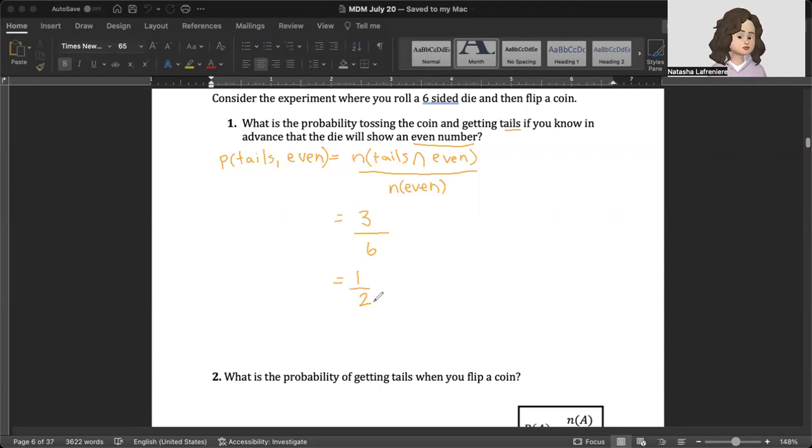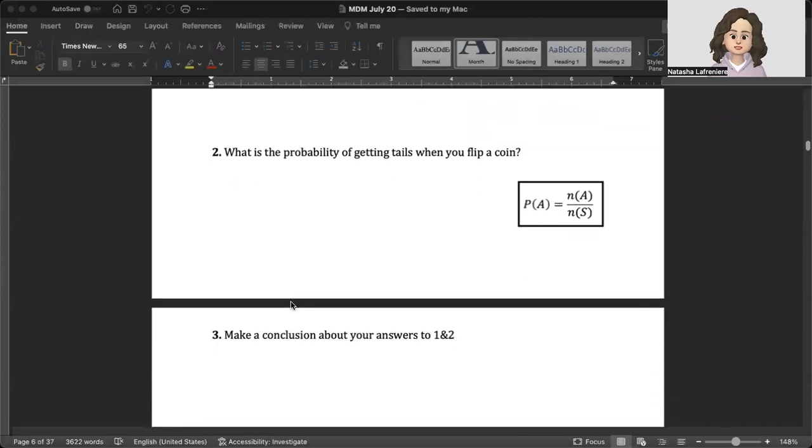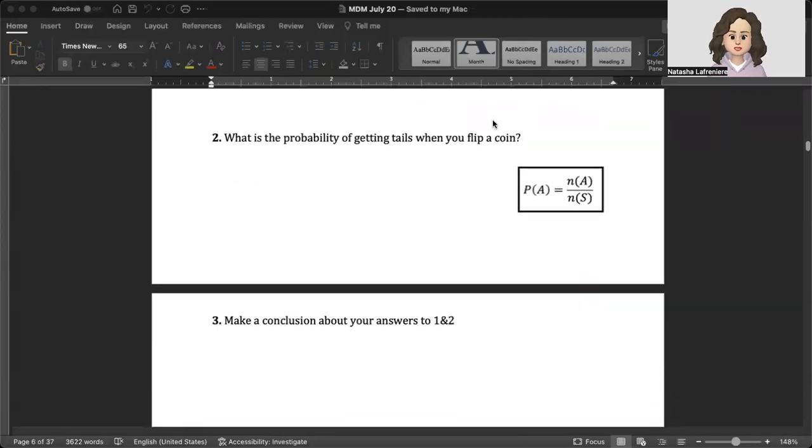Okay, and so we're going to look at number 2 here. What is the probability of getting tails when you flip a coin? That's relatively easy. There are 2 sides to the coin, and one of those is tails. Easy peasy. Okay, so make a conclusion about your answers to 1 and 2.